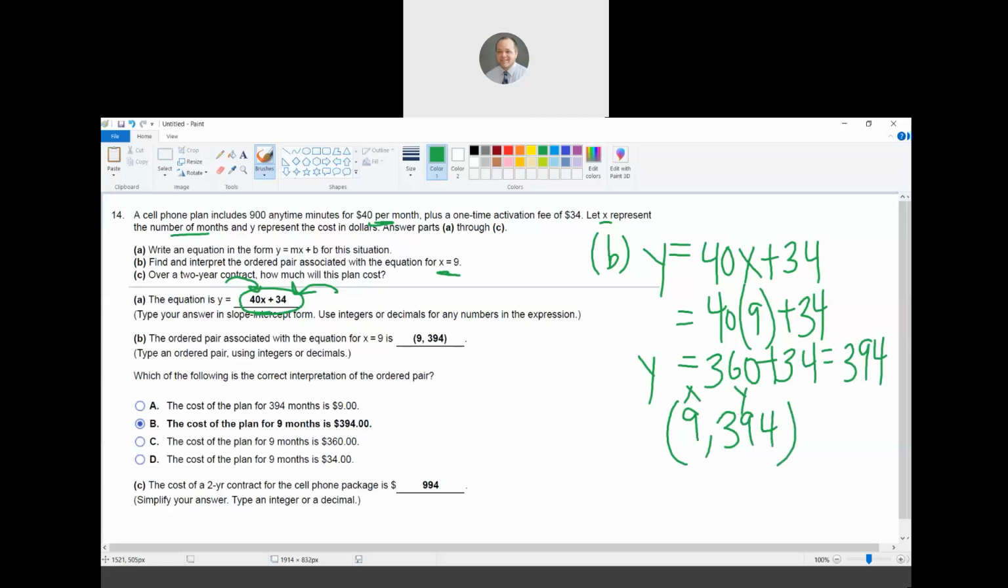The rest of part B, interpret our ordered pair. What is the correct interpretation? Part B makes the most sense. The cost of the plan for 9 months, remember months is X, is $394. Remember the amount or cost in dollars is our Y. So B is the correct interpretation.